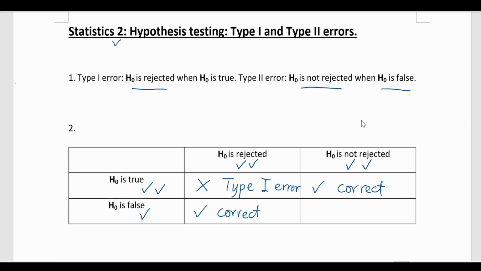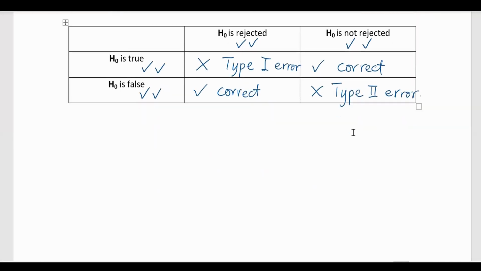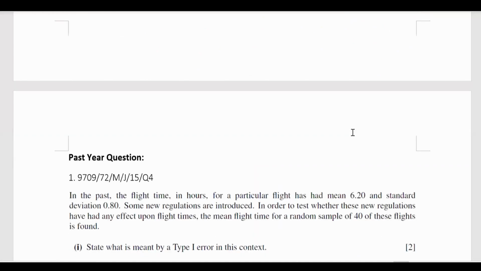When H null is not rejected and we realize that H null is a false value. So we do not reject the H null, and after a while, we realize that the H null value is incorrect. That means we have made an incorrect decision, and this error is what we call type 2 error. Now we have a look at some past questions as examples.